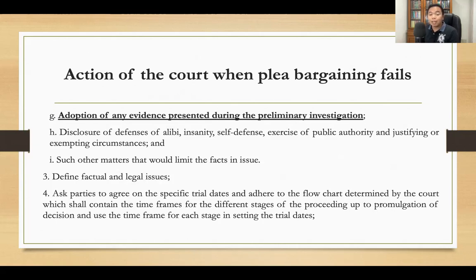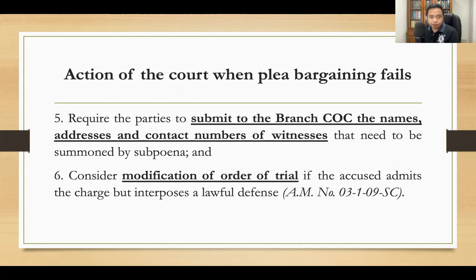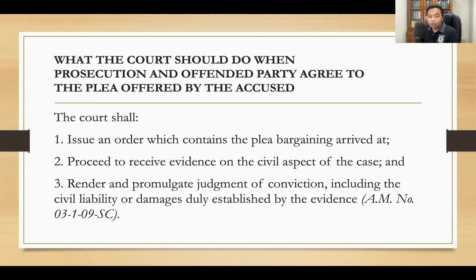No, the court will inquire as to the availability of the parties and their respective counsels. The court will require the parties to submit to the branch clerk of court or COC the names, addresses, and contact numbers of witnesses that need to be summoned by subpoena, and consider the modification of trial if the accused admits the charge but interposes a lawful defense.